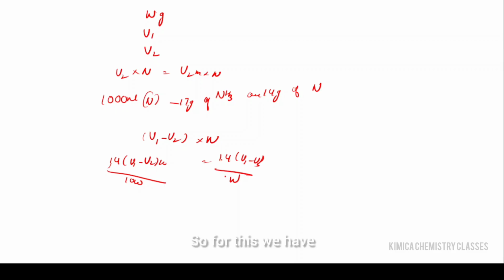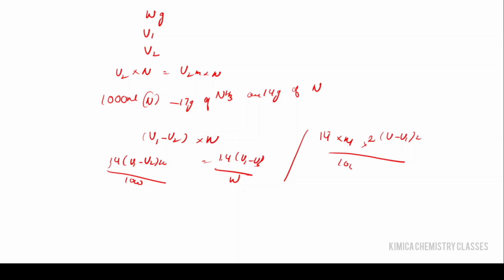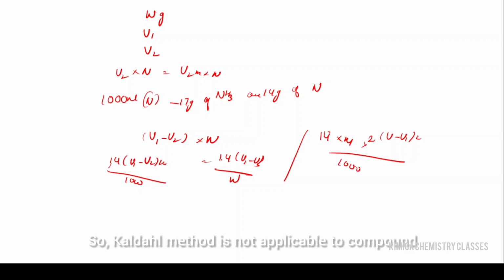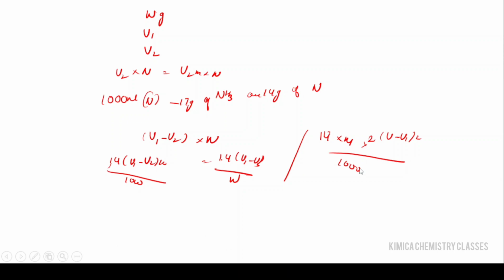So for this, our last equation is percentage of nitrogen = 1.4 N (V1 - V2) / W. The Kjeldahl method is not applicable to compounds containing nitrogen in nitro and azo groups and nitrogen present in the ring, as in the pyridine structure, as the nitrogen of these compounds does not change into ammonium sulfate under these conditions.